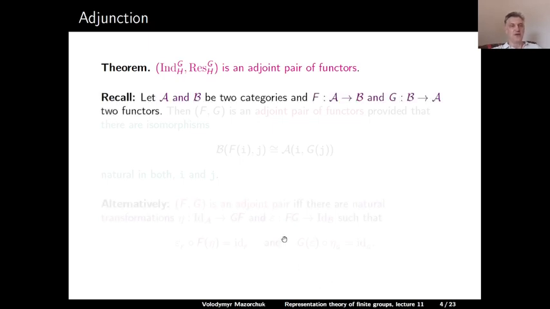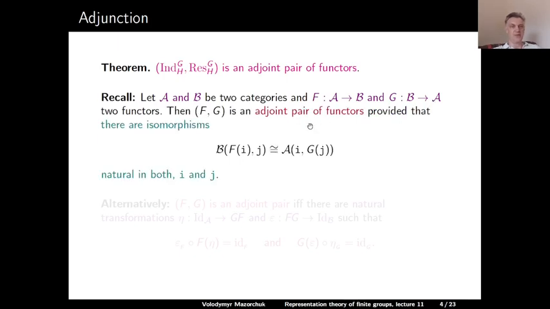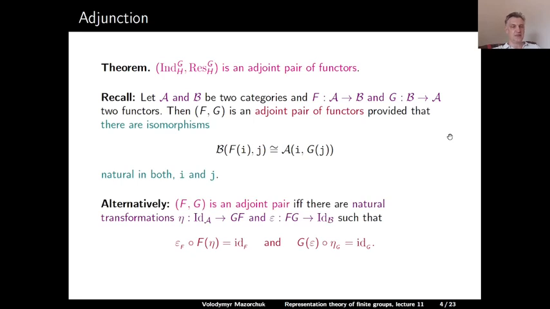So recall that if we have two categories A and B, and two functors, F from A to B and G from B to A, then the pair F, G is an adjoint pair of functors, provided that there are bijections for any object i in category A and any object j in category B. The bijections are between the homomorphism space in B from the object F of i to j, and the homomorphism space in A from the object i to G of j. And these bijections should be natural in both i and j. An alternative definition is as follows.